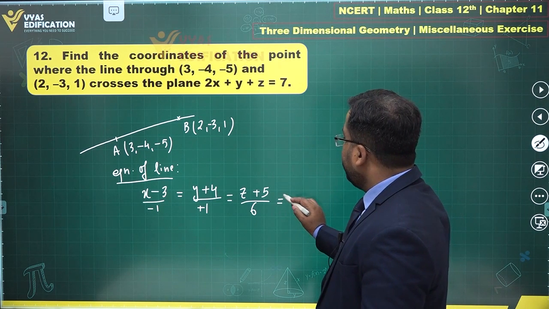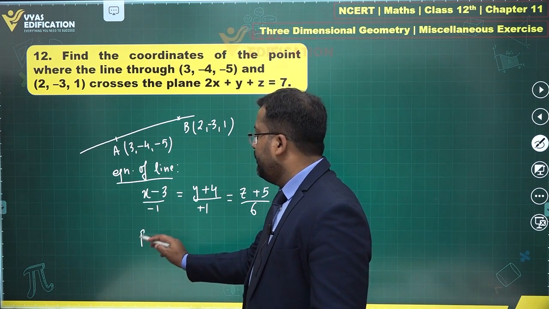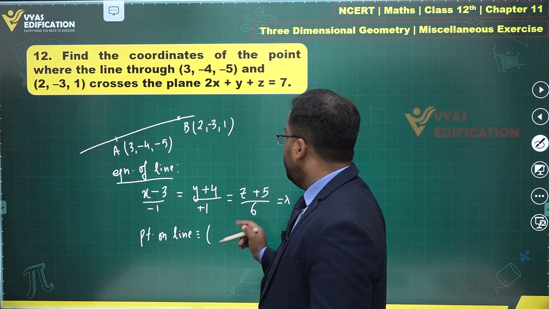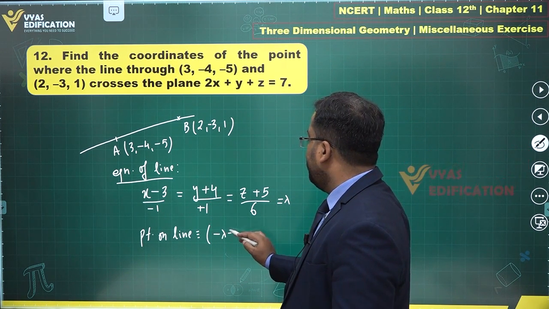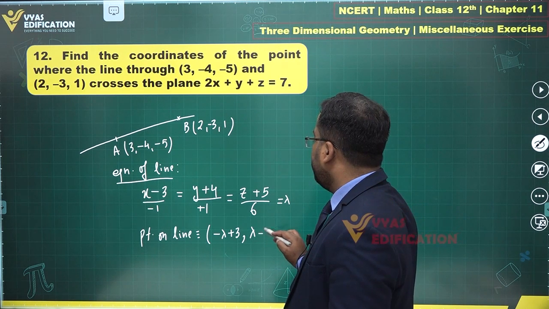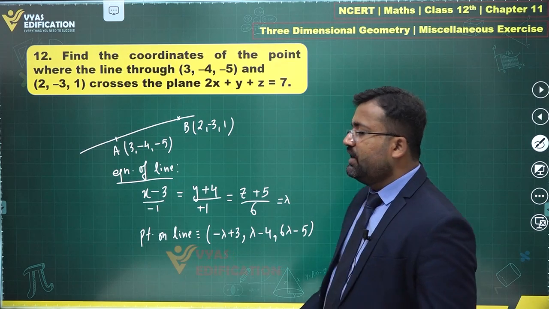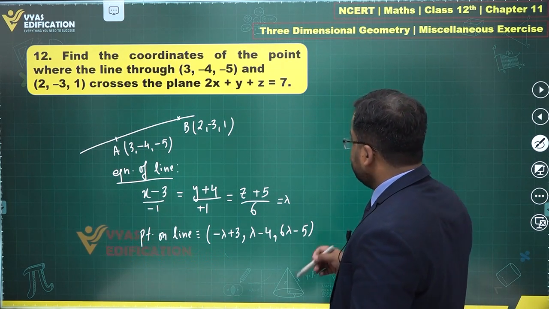And any point on the line can be obtained by this lambda. Point on line will be minus lambda plus 3 comma lambda minus 4 comma 6 lambda minus 5. This is what you'll have, right? Any point on the line will be this.